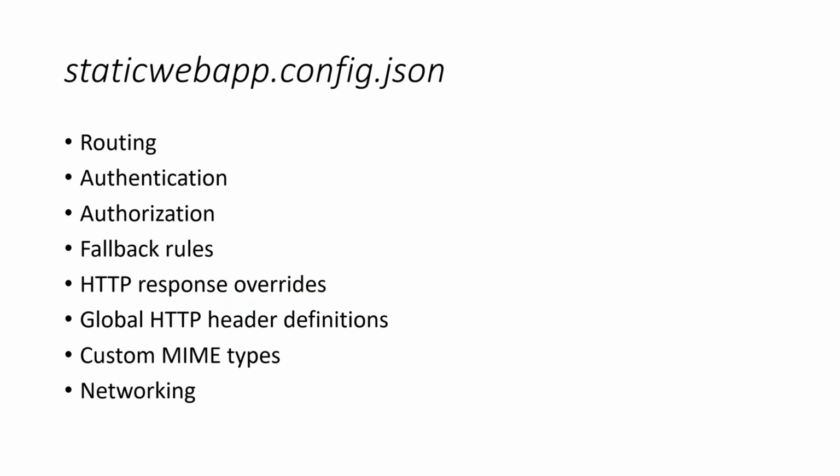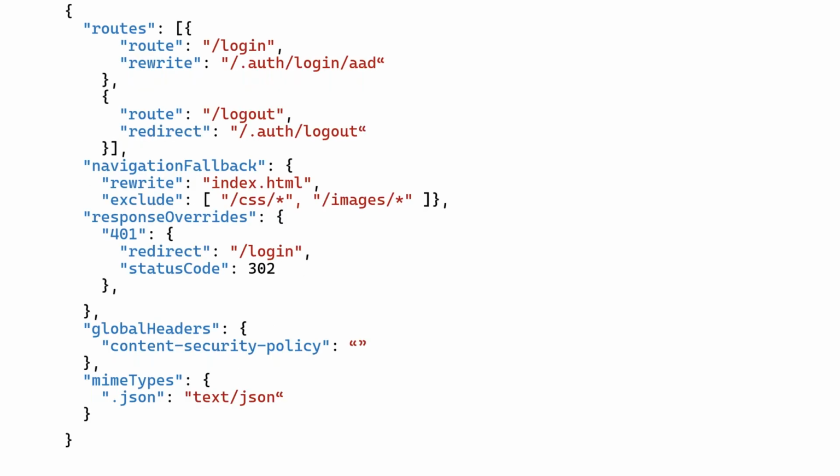Now, we used to have routes.json for that one, but we now have staticwebapp.config.json, which is a file of a specific structure that you can use inside of your static web app, which will allow you to configure routing, authentication, authorization, fallback rules, HTTP response overrides if you need to, headers, MIME types, and even networking options. Which means that this file will enable you to have a much better suited application running on static web apps. So I'm going to go over and pick my laser pointer for a sec.